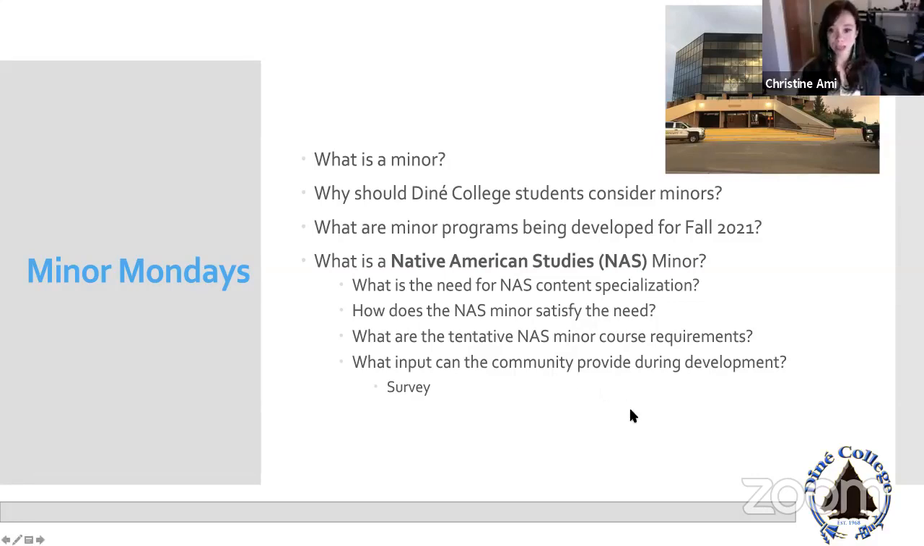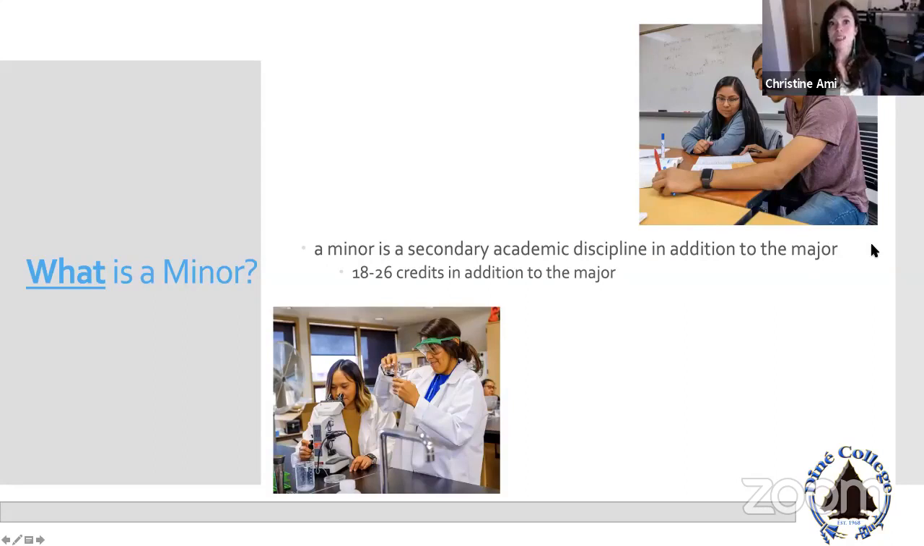So when we take a look at minors, this is the first thing that we want to look at. The question becomes, what is a minor? We currently do not have a minor system here at Diné College, and so that's why we're really excited, so many of the faculty, administration and students, to get minors. A minor is a secondary academic discipline in addition to your major. So you could major in biology, but you want a credentialing in another area as well before you leave the institution, a 4-year institution, with your bachelor's degree.